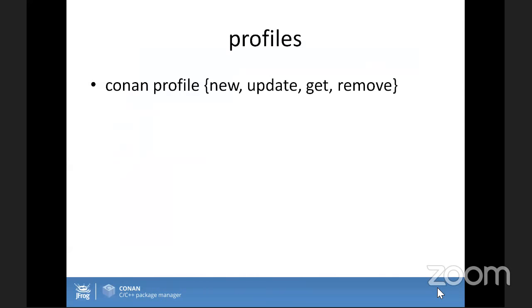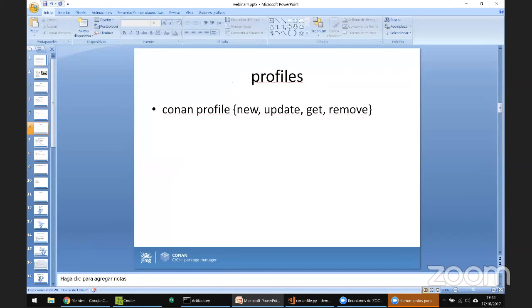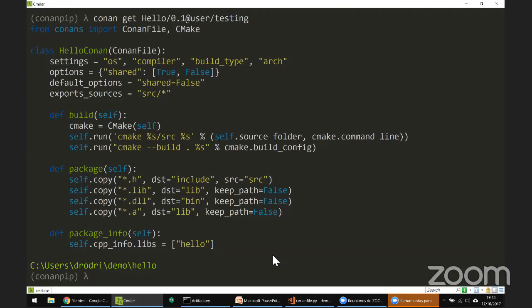Okay, so now you see that I've been creating packages, and I have been providing settings on the command line, like changing the architecture, 32 bits, 64 bits, and so on. This is not the typical recommended flow. So for real production usage, we recommend the use of profiles.